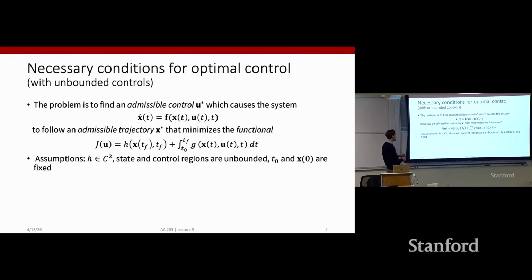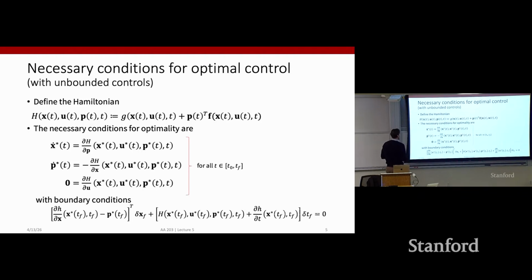Okay, so just as a reminder, last time we concluded by looking at this optimal control problem where we had assumed that we had unbounded controls. To recap the notation here, we assume that we have a system described by the following dynamics. And the goal is to find an admissible control u star, which causes the system to follow an admissible trajectory, x star, that minimizes the given cost functional, which is a combination of a terminal cost, h, and a stage cost, g, that is integrated over time. And indeed, we assumed that both the states and the control regions were unbounded.